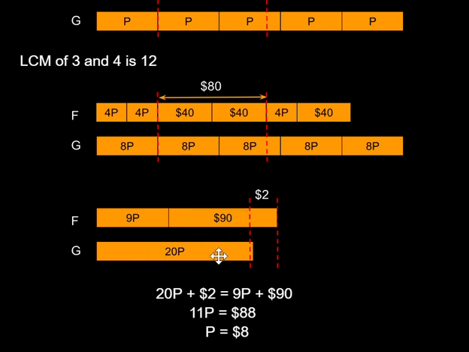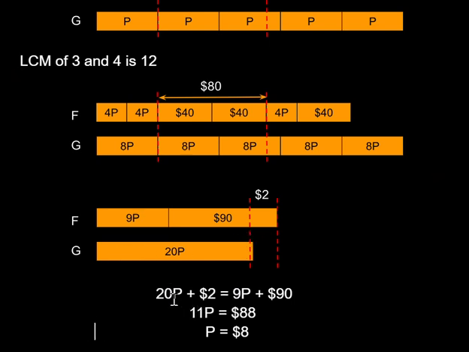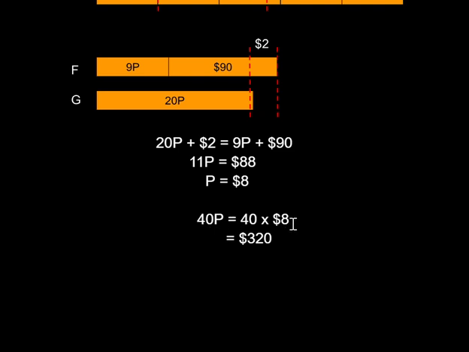Now from this model, we can straight away say that 2P plus $2 is equal to 9P plus $90. When we solve it, we get P is equal to $8. Now the question asks how much did Gina have? Gina has, remember, a total of 40P. So it will be 40 times $8, which is $320. So the answer is $320.